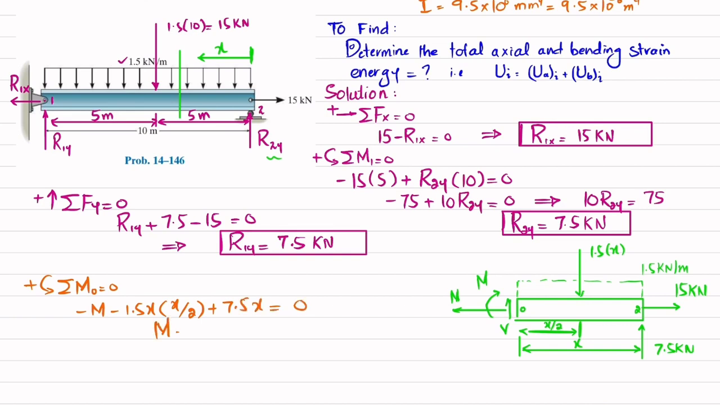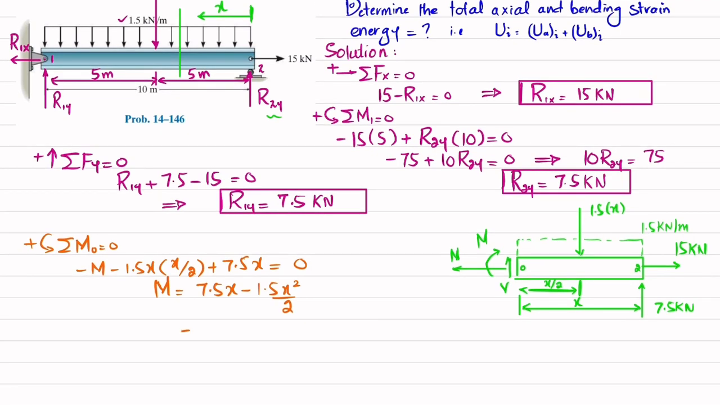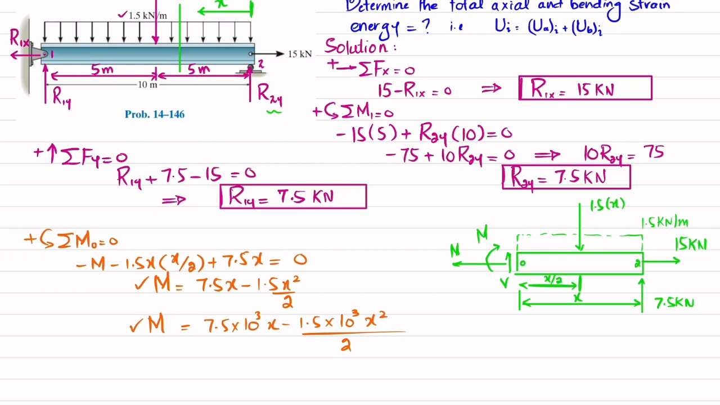So from here you will get this moment M will be equal to 7.5 x minus 1.5 x square over 2. Okay, so you can see this force is in kilonewton, so you can also convert it into newton. So 7.5 into 10 to the power 3 x minus 1.5 into 10 to the power 3 and x square over 2. So you can use this one or this one. Okay, now we have found this moment. Clear? So we are going to find the horizontal force as well.